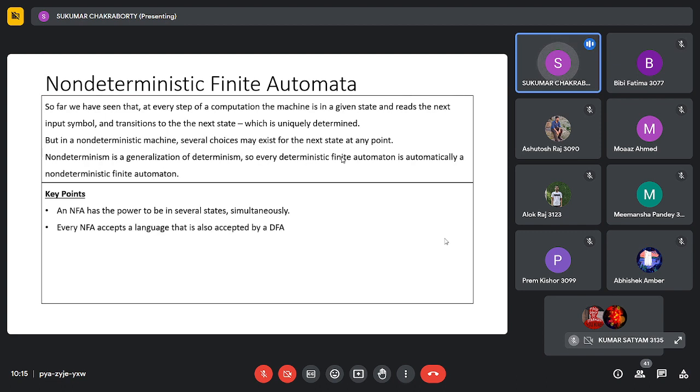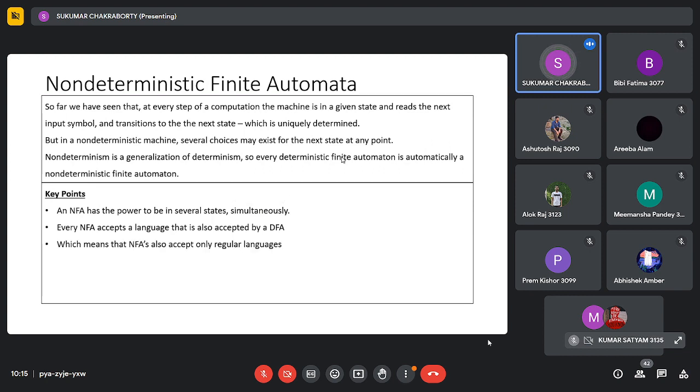Every NFA accepts a language that is also accepted by a DFA. That means if a language is accepted by an NFA, you can design a DFA which also accepts that particular language. So you design an NFA, you compute the language which is accepted by that NFA, then you should be able to design a DFA which also accepts that particular language. That means for every NFA there exists a DFA.